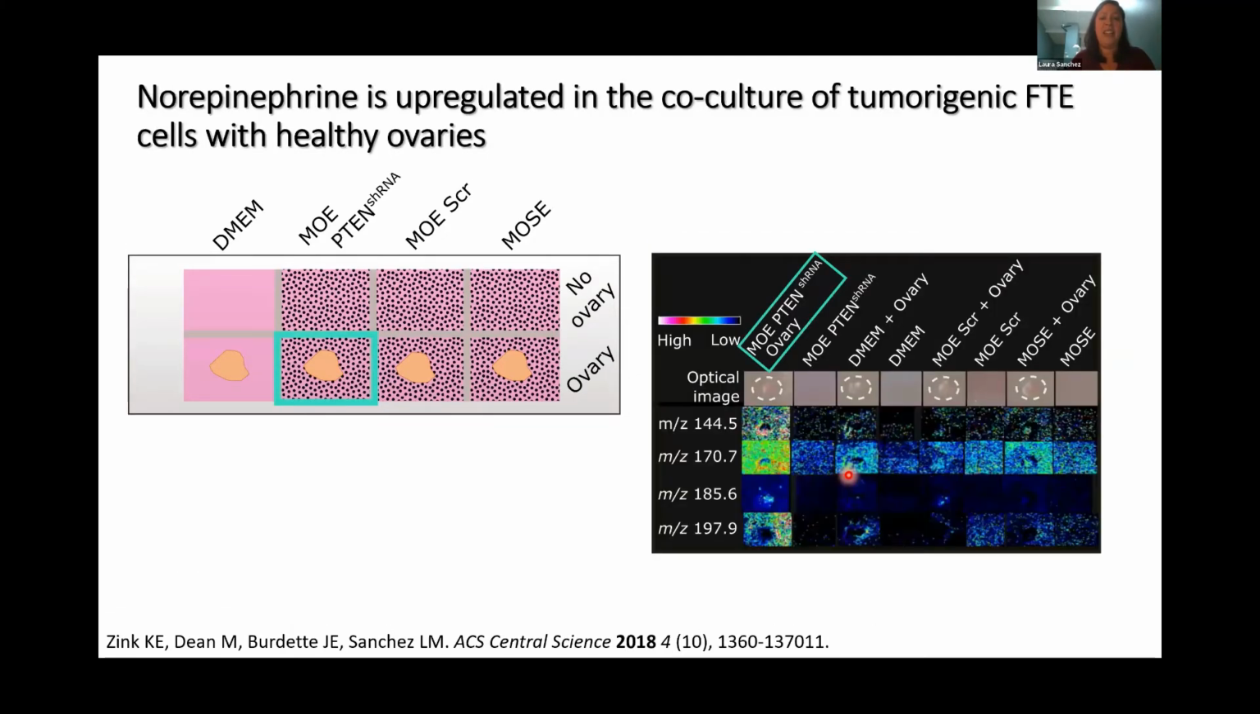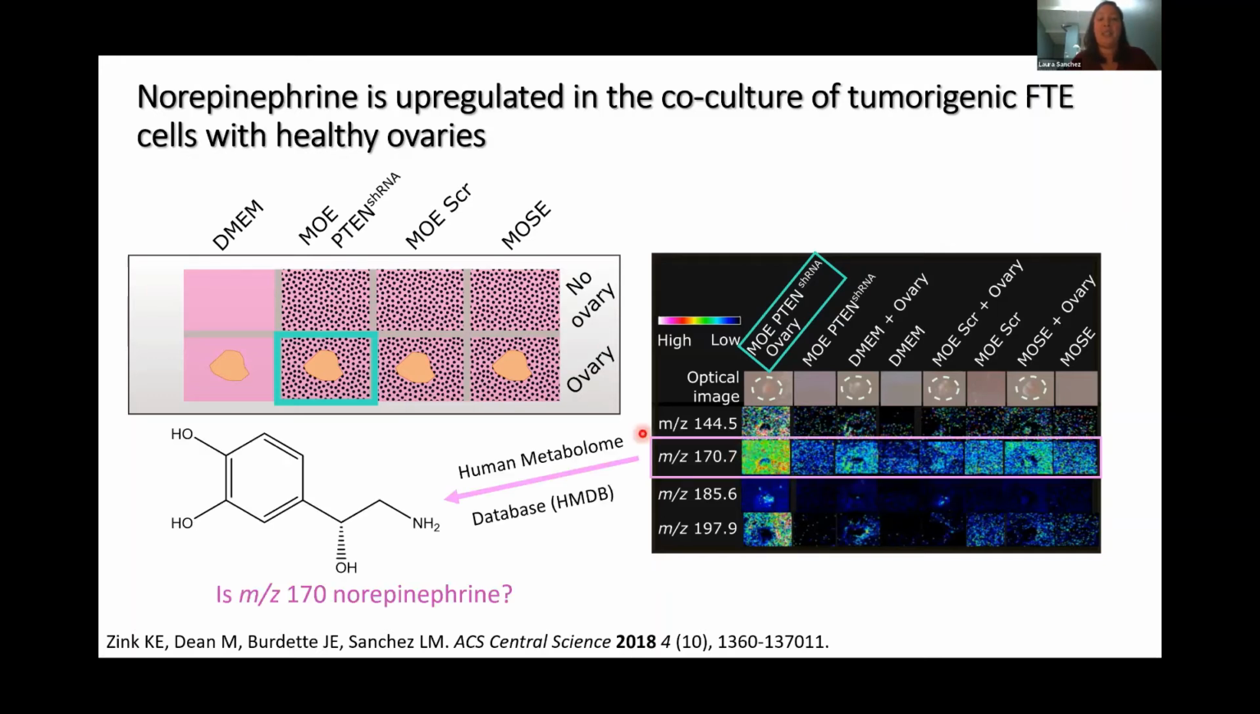So the first thing we did was to use SCiLS software to actually statistically prioritize which signals were upregulated in this MOP10 ovary co-culture across multiple replicates. We usually like to do this 3 or 4 times before we move ahead. And what Catherine did then was to really zero in on this m/z 170, mainly because it was the most strongly statistically upregulated of all the signals we had. And when she did some dereplication using the human metabolome database, norepinephrine actually popped out as an immediate hit to us. And so you might be asking yourself, why was this an immediate hit?